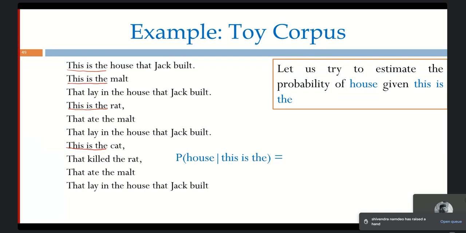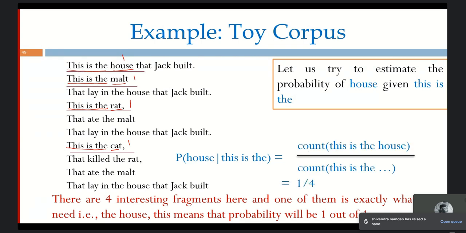Now check it out. What is being followed here? House is followed one time. Malt is followed one time. Rat is followed one time. Cat is followed one time. So now I'm trying to find the probability of "house" given "this is the". Out of four fragments, only one. So the probability of this would be 1 by 4, right? The probability of getting the sentence "this is the house" out of 4 "this is the" is 1 by 4.